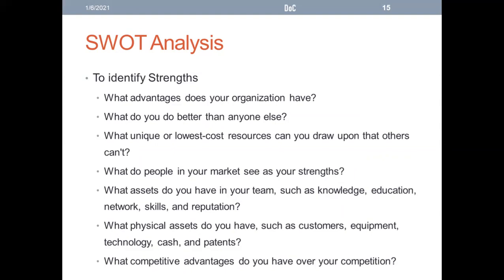What are the unique or the lowest cost resources that you can draw upon the others can't?